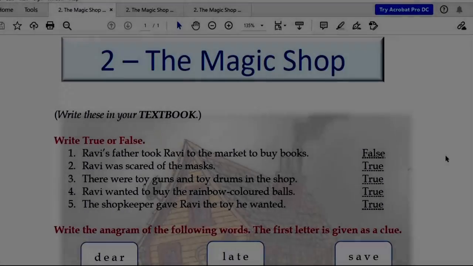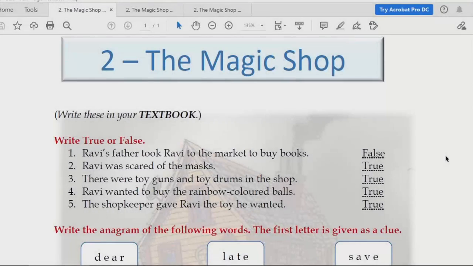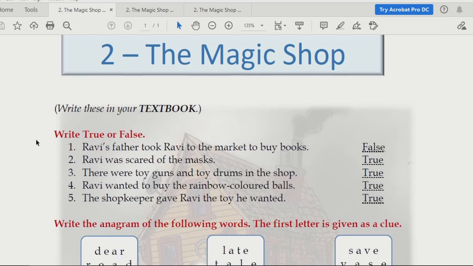Hello students, in this video we will be learning chapter 2, that is the magic shop, and it will not be the reading part but it is going to be the exercises as I had done in the first chapter. So we will begin with PDF 1, true or false.